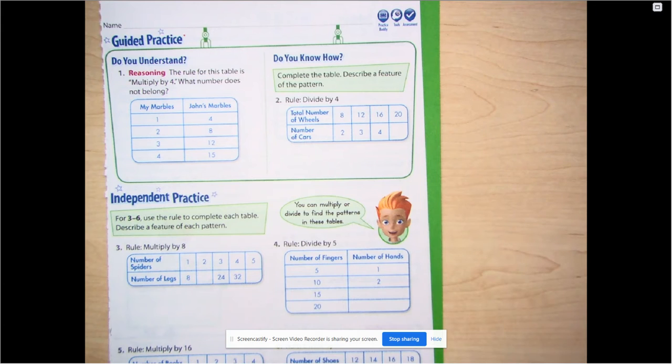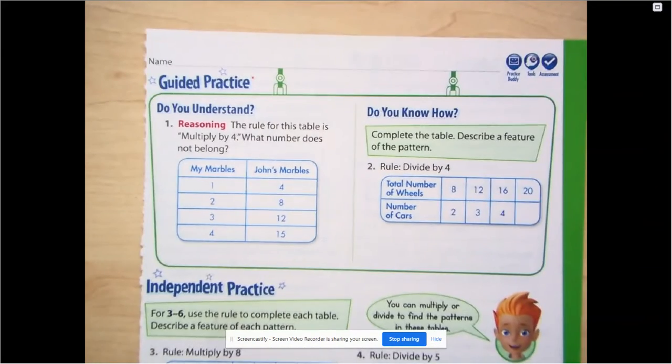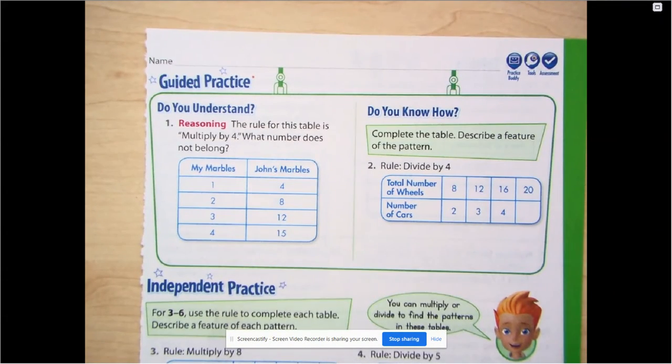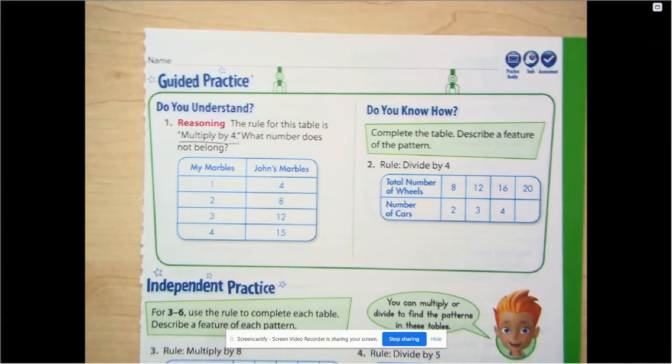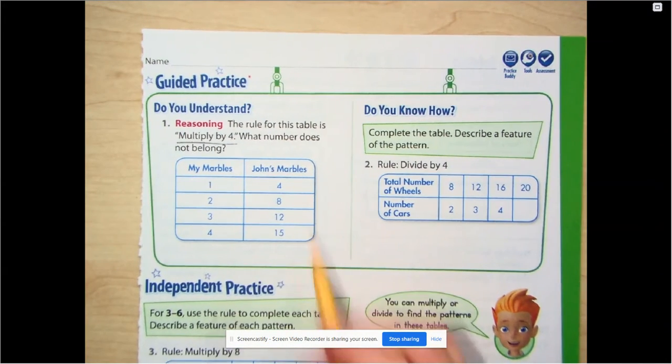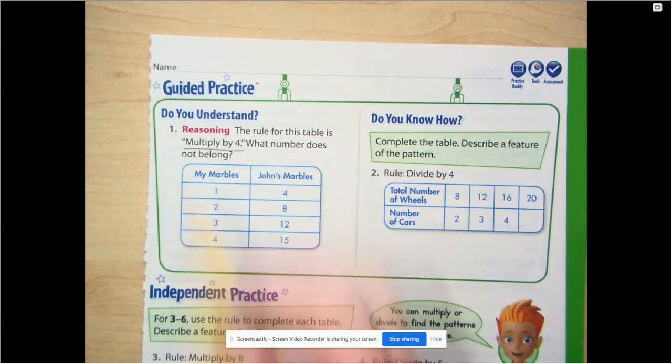Grab page 741, and I would like us to start by looking at number 1 on page 741. Grab your pencil. It's going to be time for you to work here. They're telling us that the rule for this table is to multiply by 4. Can you look at this table and decide what number does not belong if I am multiplying by 4? Once you figure it out, enter it into the Edpuzzle.